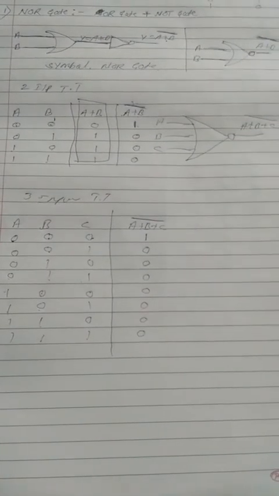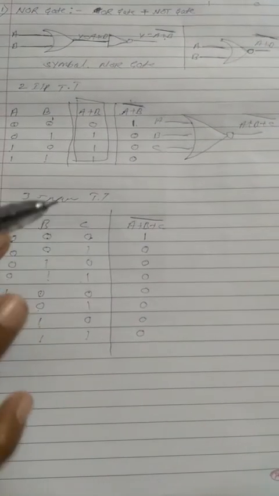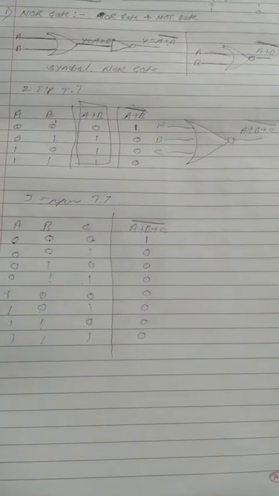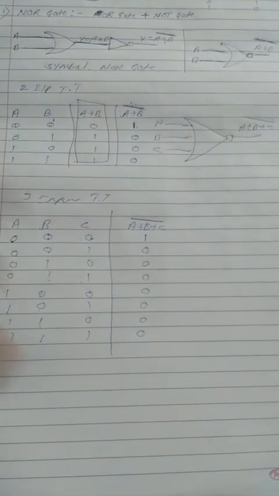It is exactly the reverse of your OR gate. So this is your NOR gate. The NOR gate is a combination of OR gate and NOT gate. It has two or more input signals and always produces only one output signal. Its output will be the complement of your OR gate. So this is your NOR gate.